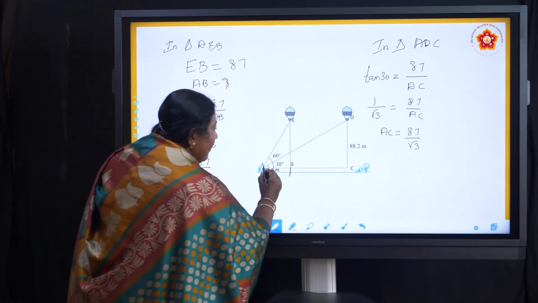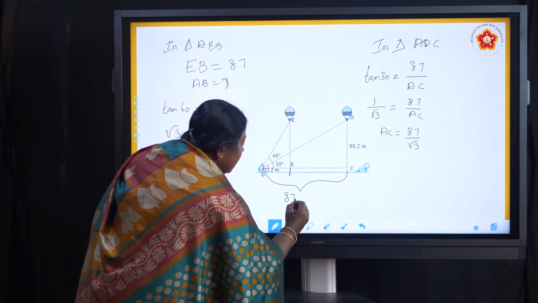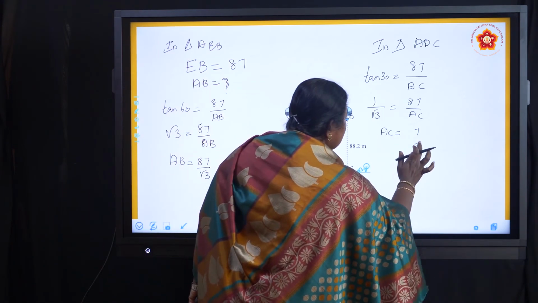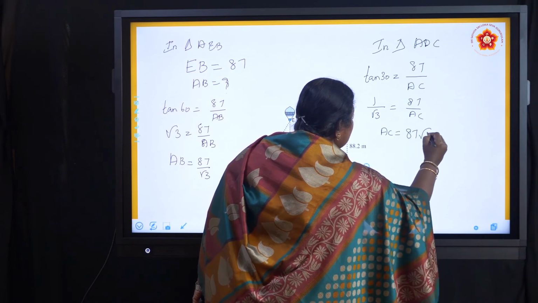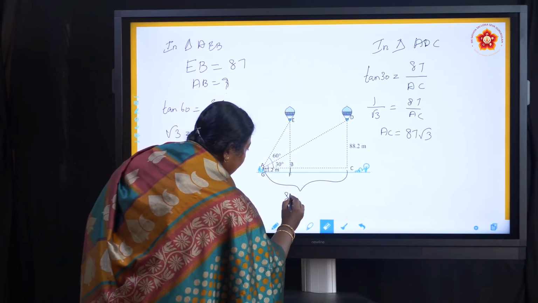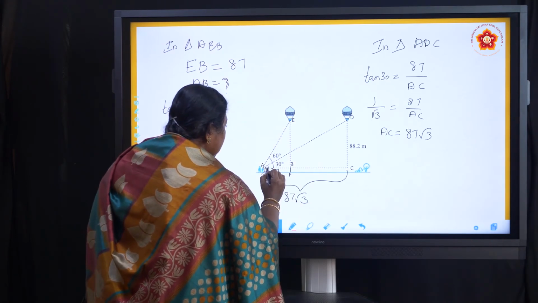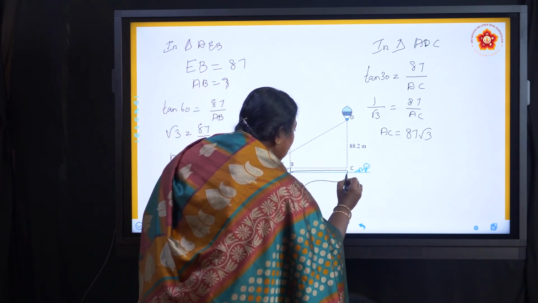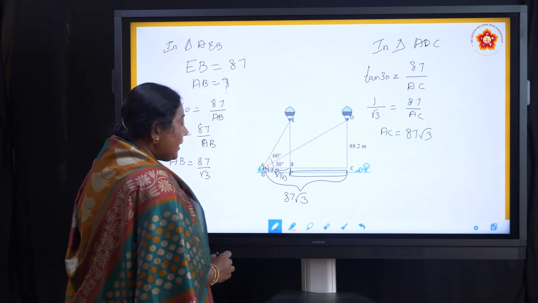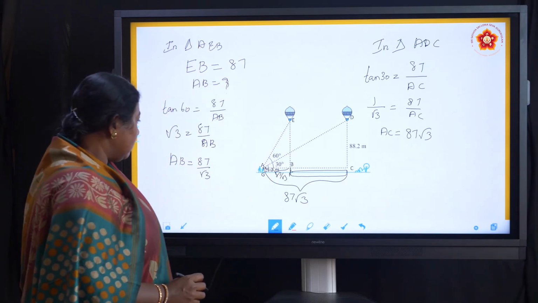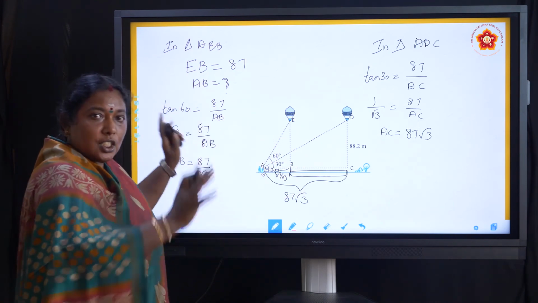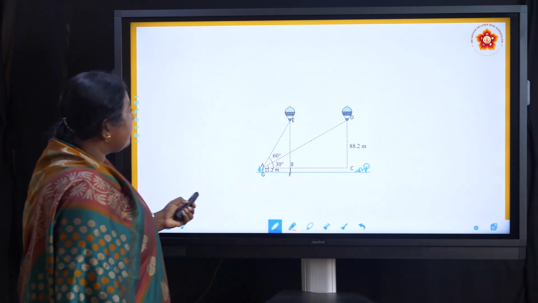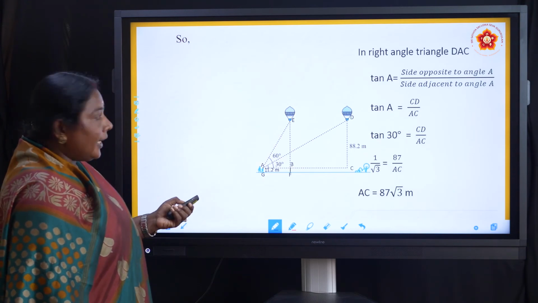Now I have AC is equal to 87 by root 3. Sorry, 87 root 3, 87 into root 3. Cross multiplication, 87 into root 3. So this small part is 87 by root 3. So which part do I want? This is the part the balloon moved, right? So if I subtract AC minus AB, I will get the answer. I think you understood this part. Just draw the triangle separately, apply the values. You will get up to here. AC is equal to 87 root 3.